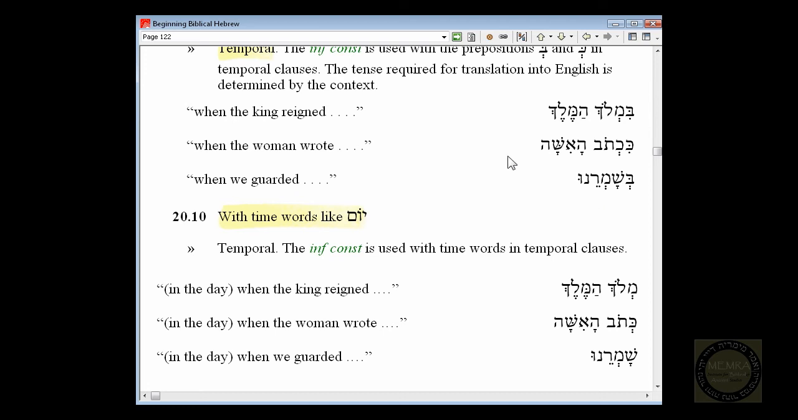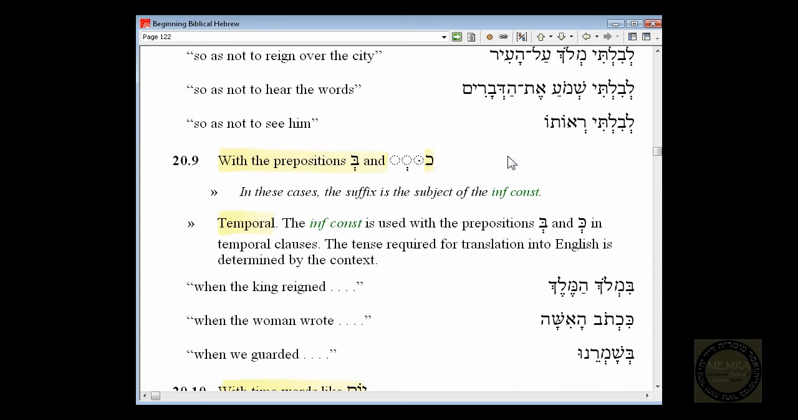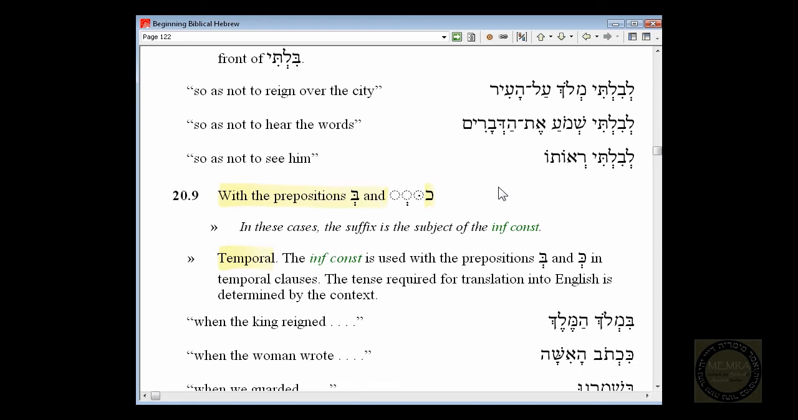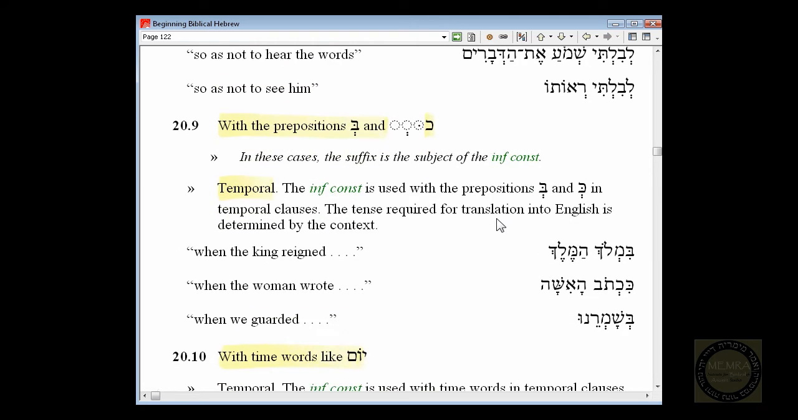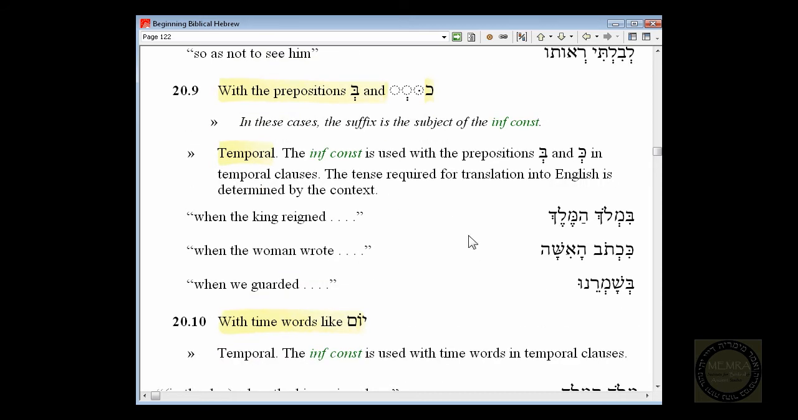Now, above here, let's just scroll up here. We saw that when we have an infinitive construct and then we have a suffix, the suffix to this point has been serving as the object of the infinitive construct, to see him. The third masculine singular suffix gets translated him. It's an object of the verbal. That's not always going to be the case.